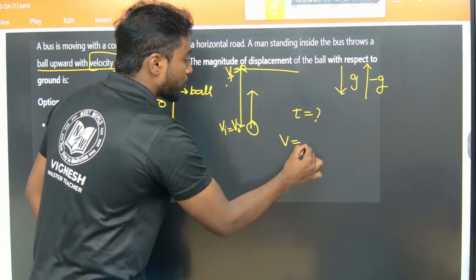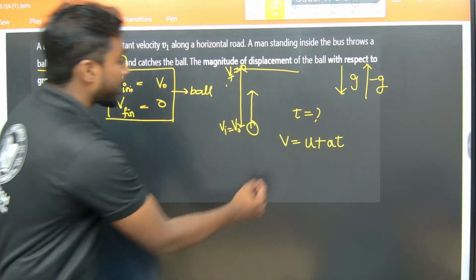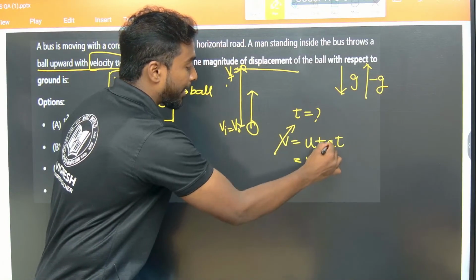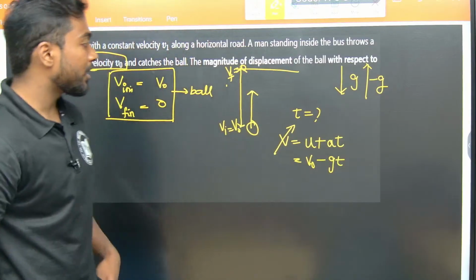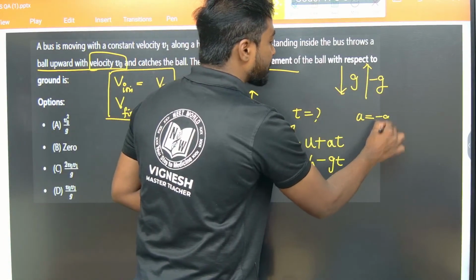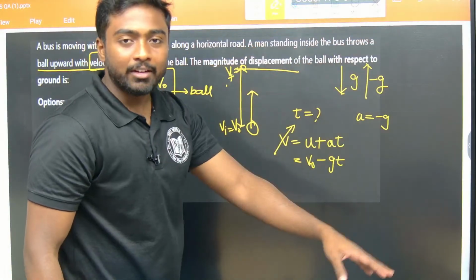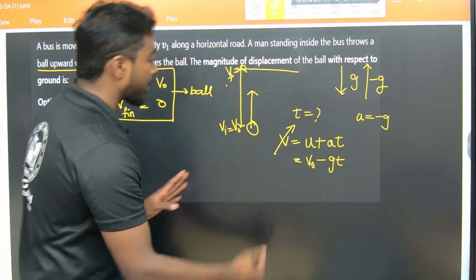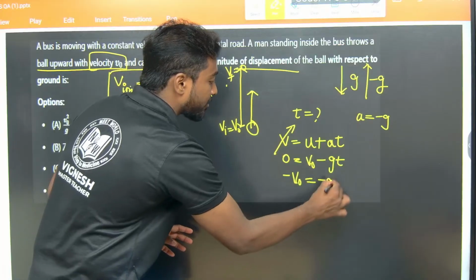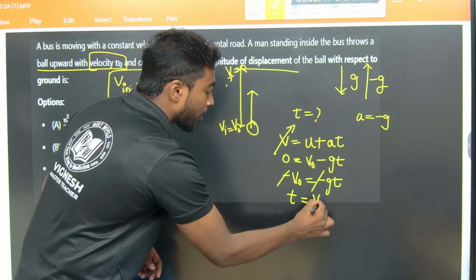So v is equal to u plus at, right? Here the final velocity is 0, the initial velocity is v0, minus gt. Acceleration I have considered with respect to gravity. So a will be equal to minus g because I am throwing the ball upward. If I leave the ball freely falling, the acceleration will be equal to gravity. So 0 equals v0 minus gt, so minus v0 should be equal to minus gt. Minus and minus cancel out. t will be equal to v0 by g.